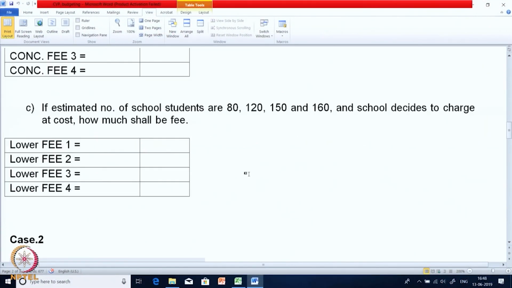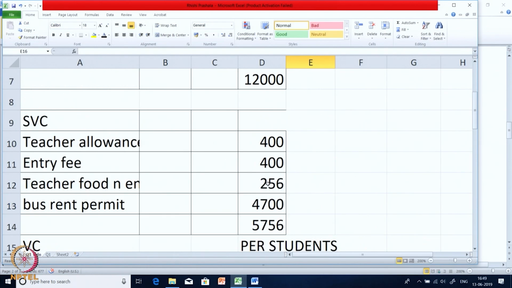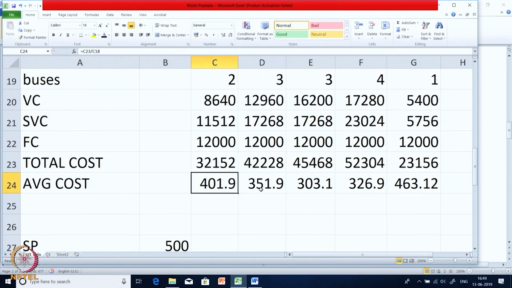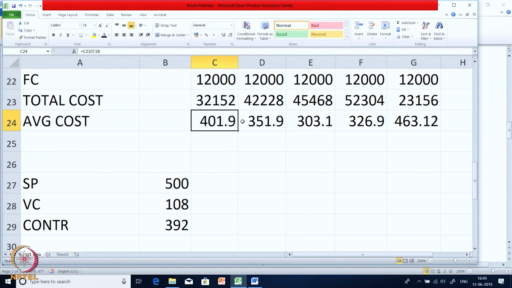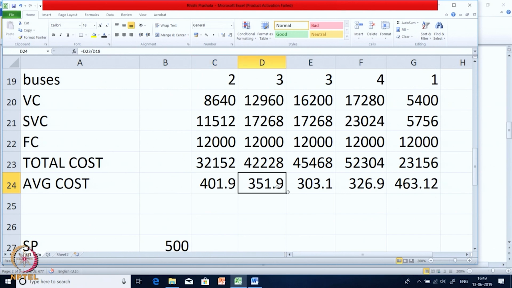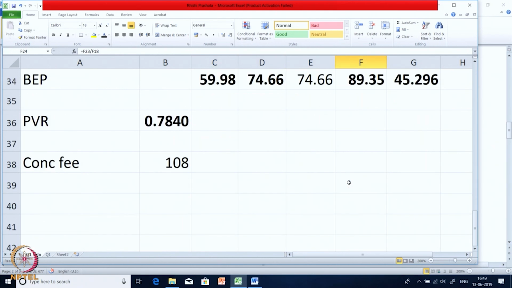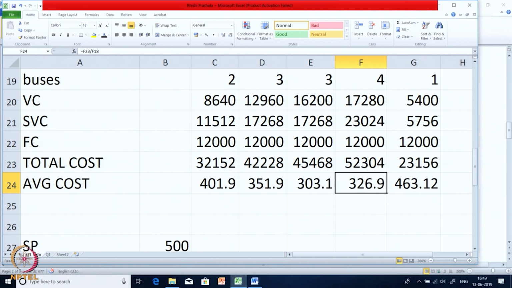Now the C part. Maybe there are some complaints from the students that they do not want to pay 500 rupees. So the school has now decided to charge the fee at cost without taking any profit from students. We will just take the fee at cost. So what will be the lower fee in these 4 scenarios? What is the answer? I think we have already calculated the average cost. Now there will be no profit taking. There are 4 possible scenarios, so there are 4 possible fees. For 80 students it is 401, for 120 students 351, then 303 and 326. Got it?